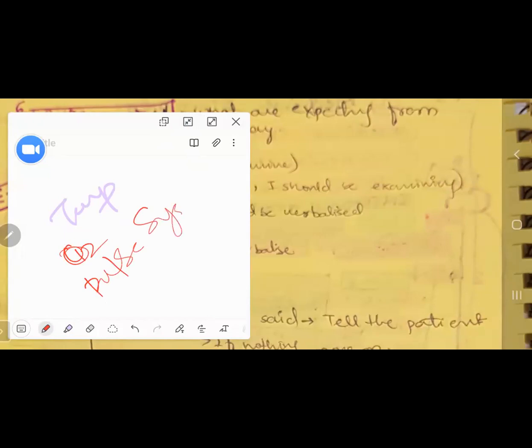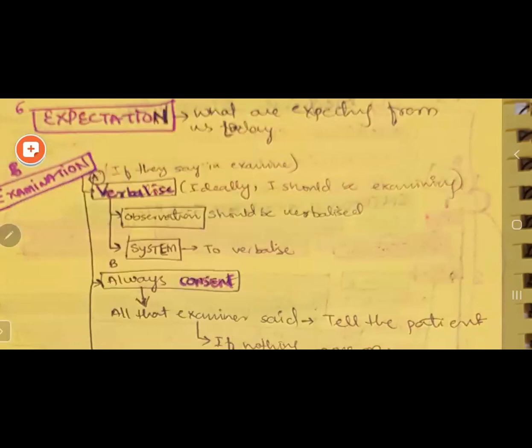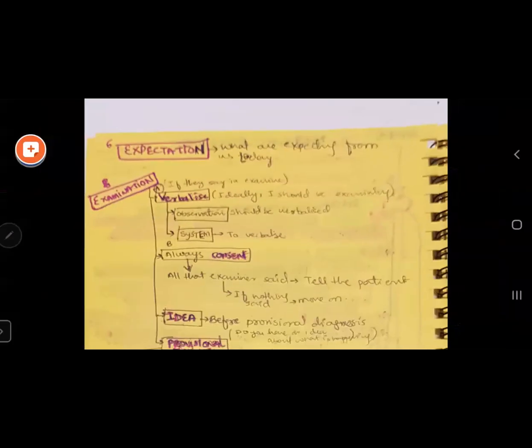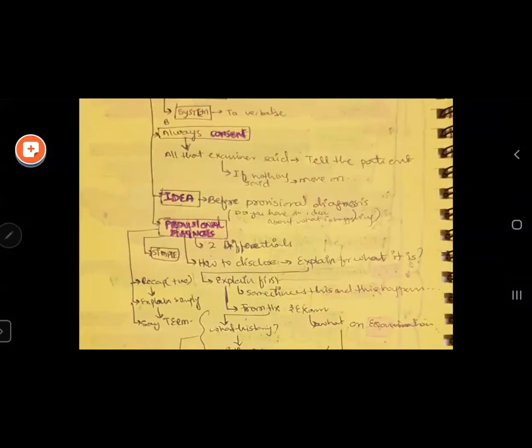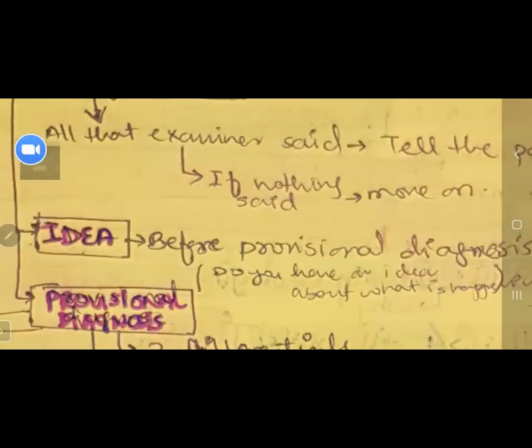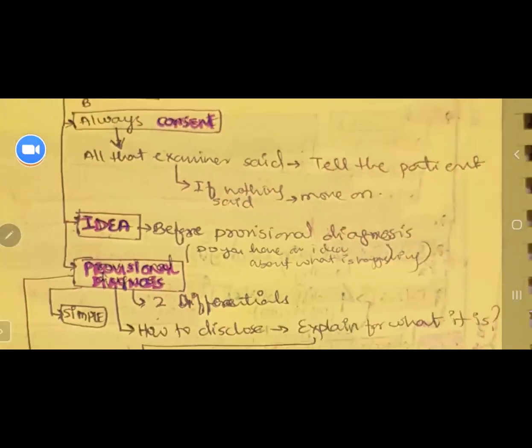Then you'd be doing your systemic examination related to the system the person has come with, right? Chest complaint, chest examination, not the back examination. Abdominal complaint, abdominal examination. Then you have to verbalize. You always have to verbalize, unless they definitely say outside in the scenario to explain the examination to the examiner. Do not talk to the examiner.